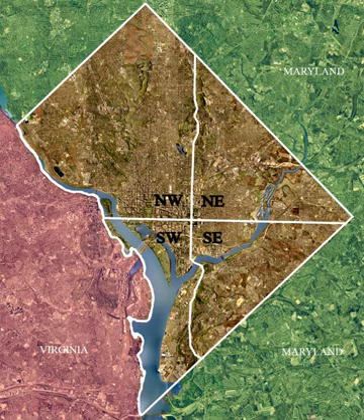The District Clause in Article 1, Section 8, Clause 17 of the U.S. Constitution states, "The Congress shall have power to exercise exclusive legislation in all cases whatsoever, over such district not exceeding 10 miles square as may, by cession of particular states, and the acceptance of Congress, become the seat of the government of the United States."